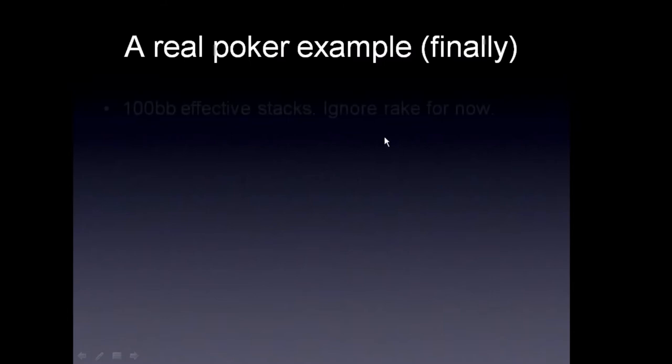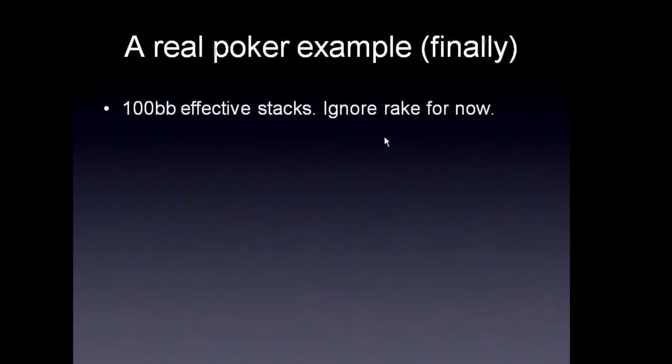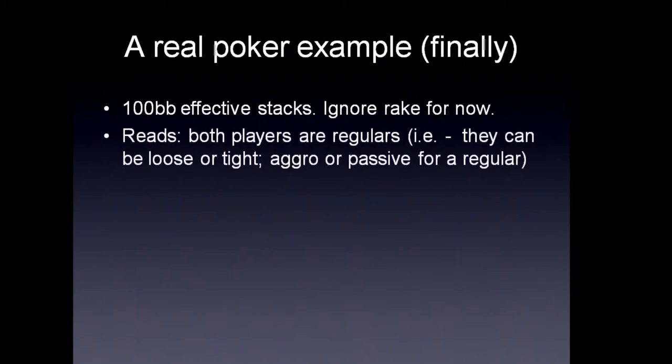So for our example, we've got 100 big blind effective stack. Ignore the rake for now. In the future, I'm going to introduce the rake because it's very important. It can have a surprisingly big impact, especially on some of the more marginal situations, obviously. So both players are regulars. We don't really know anything specific about them. They could be loose or tight. They can be aggressive or passive.